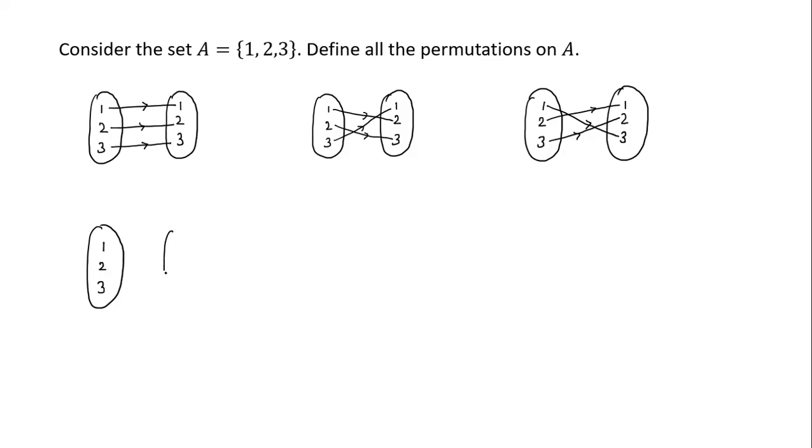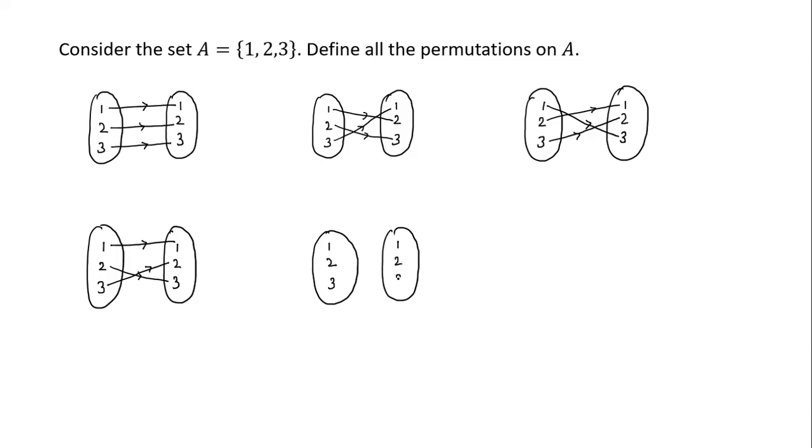So 1, 2, 3 is our domain, 1, 2, 3 is our codomain. Another way of defining a permutation on A is to keep 1 fixed to itself, mapped to itself, and interchange 2 and 3. That is, let me map 2 to 3 and 3 to 2. So this is different from the previous three permutations which we drew. So this is the fourth permutation, and let us draw the fifth permutation if possible.